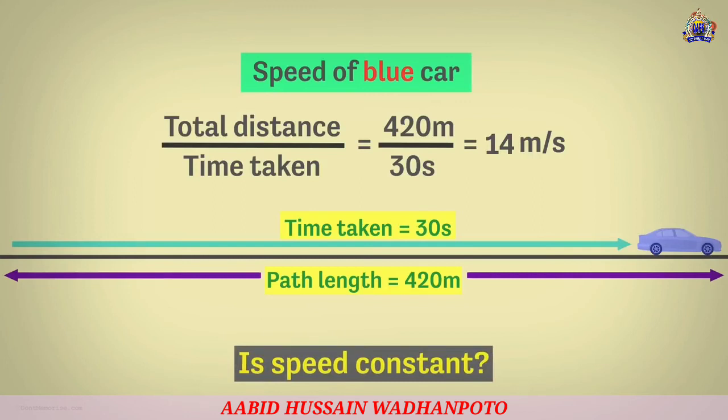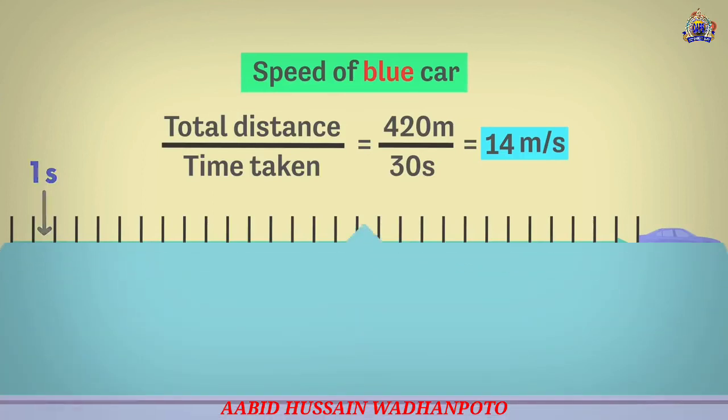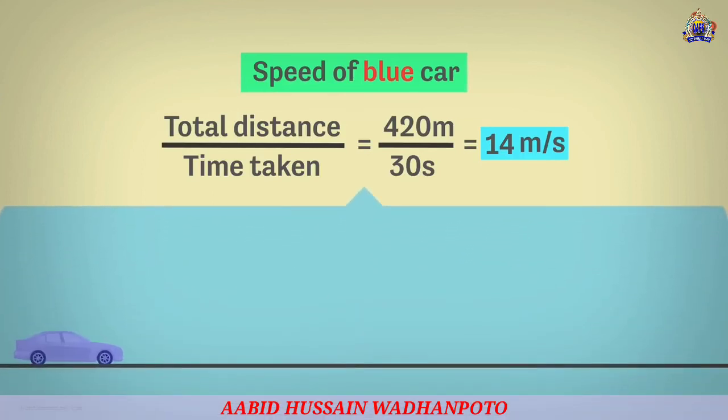So here was a question: is the speed constant or not? We can say that if a body is regularly changing its speed, then it is not called constant speed. But if the body is not changing its speed regularly, it means that the speed is constant. So per second we have to calculate the speed, and then we have to see whether the speed is constant or not. We use the formula again, and we can calculate easily whether the speed is constant or not.